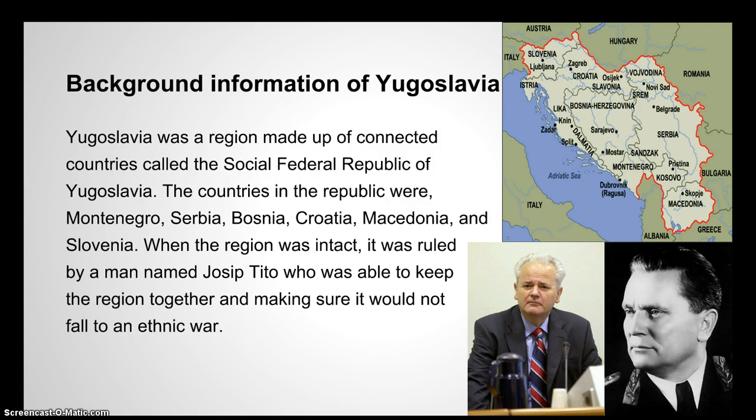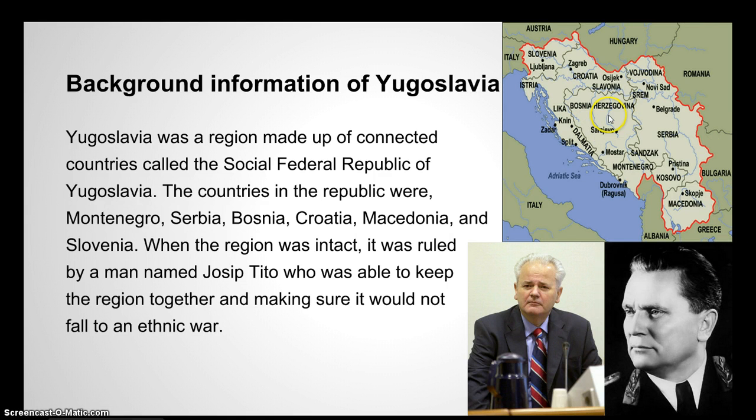When the region was intact, it was ruled by a man named Joseph Tito, who was able to keep the region together and make sure it would not fall apart from an ethnic war. If you want to make a little side note, the reason there could have been an ethnic war is because there were different religions in the region.